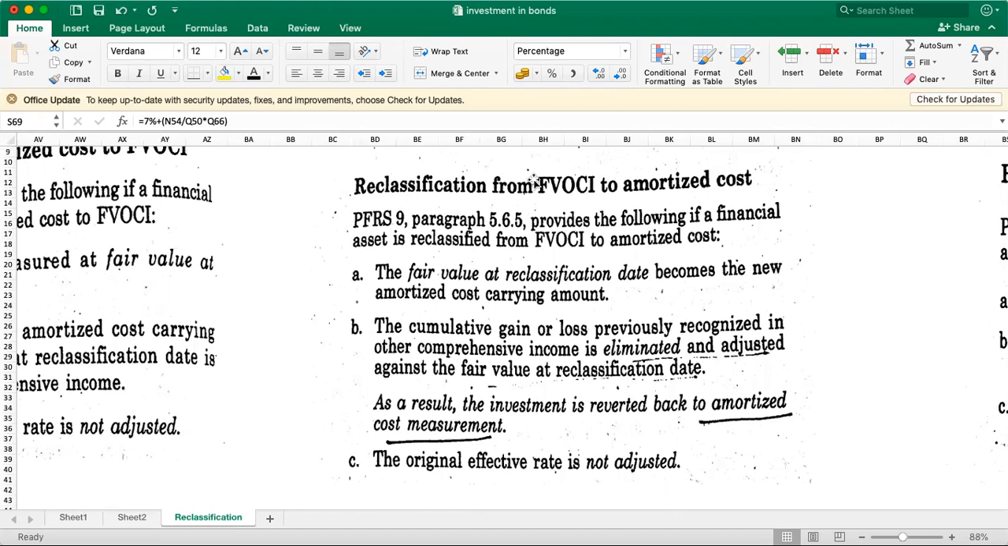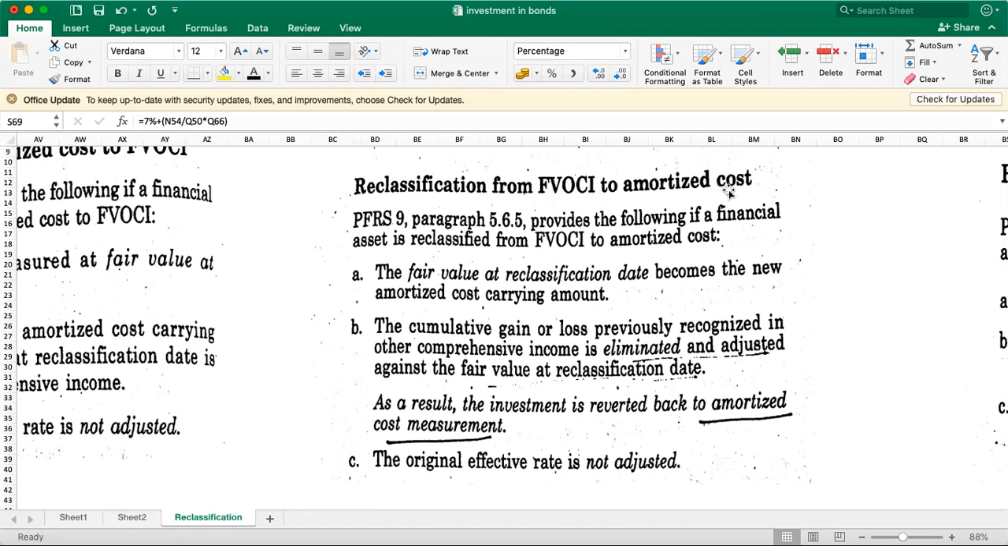Sir, paano mangyayari to, 'di ba, in this case? So, since 'di ba, reclassification happens when there is change in business model. So, from OCI, let's say for example, yung business model dito, it's hold to collect and sell, then the business changed the business model na naging hold to collect na lang.